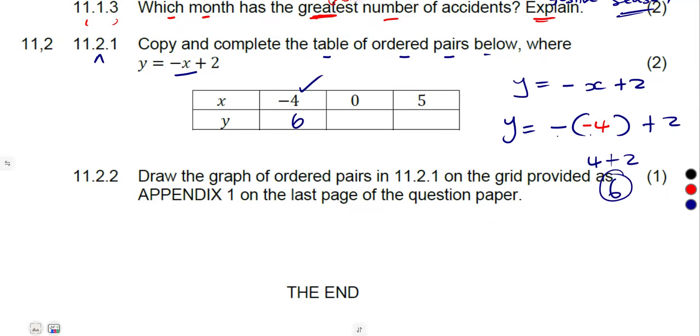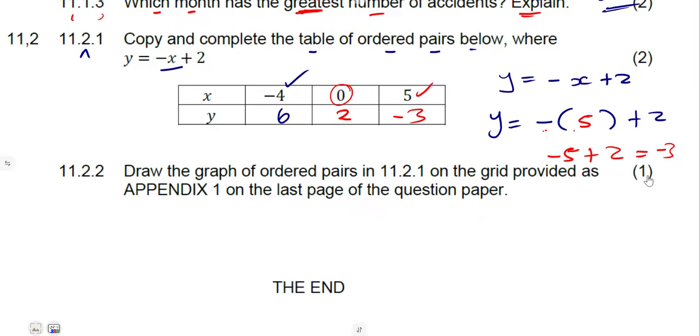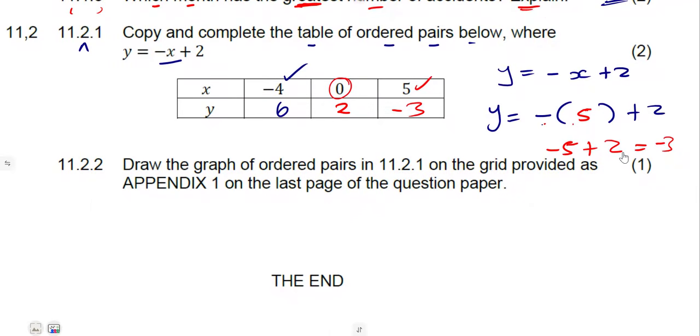So that's 6 here. When x is 0, we put a 0 there, and we cannot say -0 or +0; 0 is just 0. So that's 0 plus 2, which is 2. When x is 5, negative times 5 is -5, plus 2, which is -3.